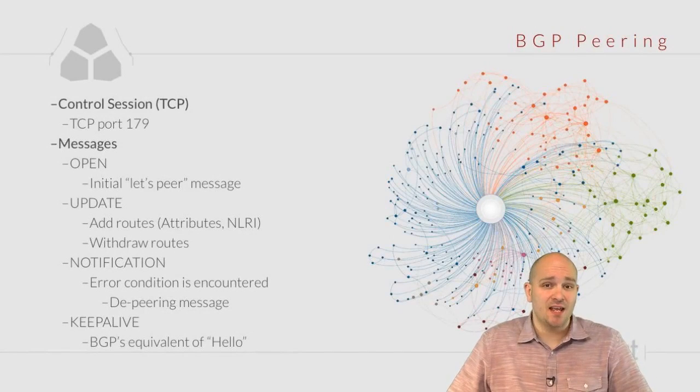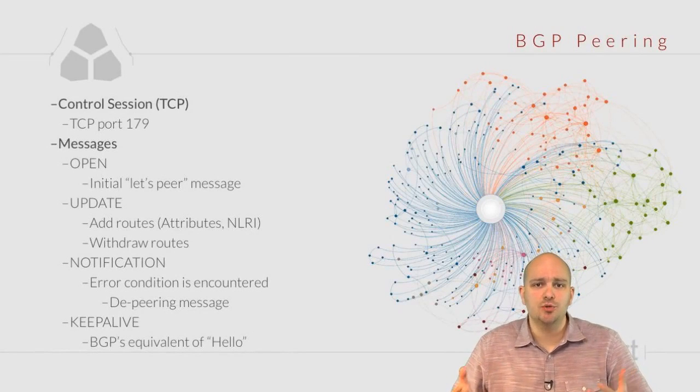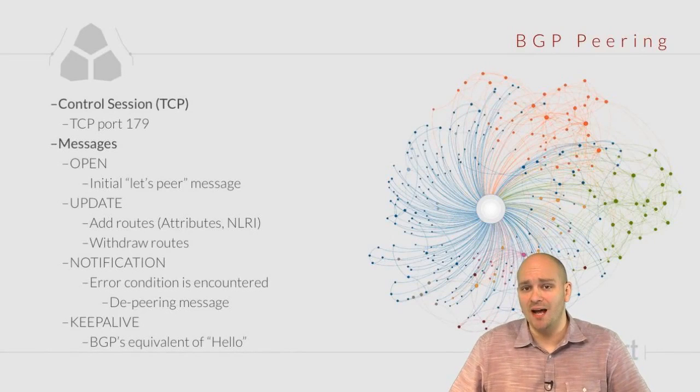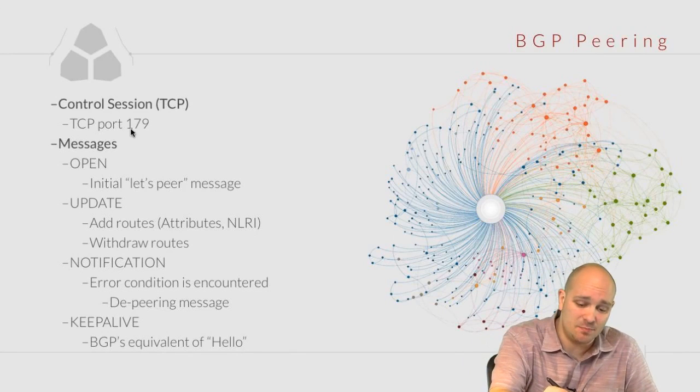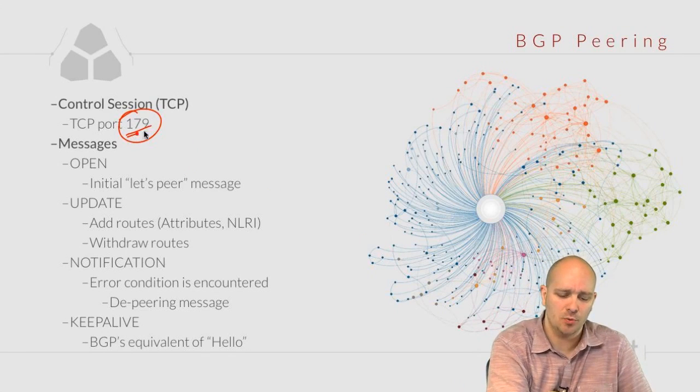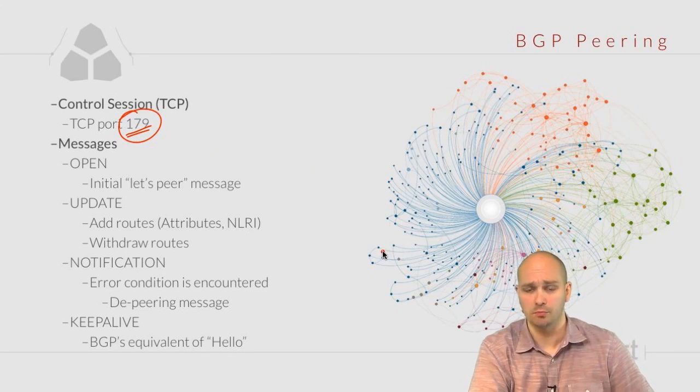Unlike pretty much any other routing protocol that either uses UDP for exchanging the information or uses its own IP protocol, BGP is actually just a TCP application. And it's a TCP application that operates on port 179. So port 179 is a well-known port used by BGP.